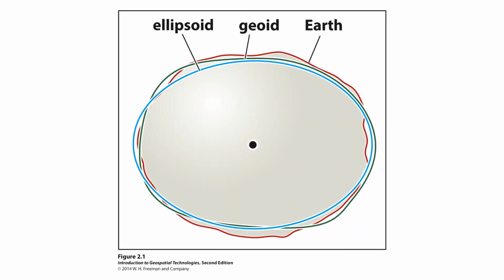This illustrates what I'm talking about. The ellipsoid is this perfect mathematical shape. The geoid is this gravitationally defined sort of mean sea level kind of concept, and then the actual topography of the Earth is the sort of red line here.